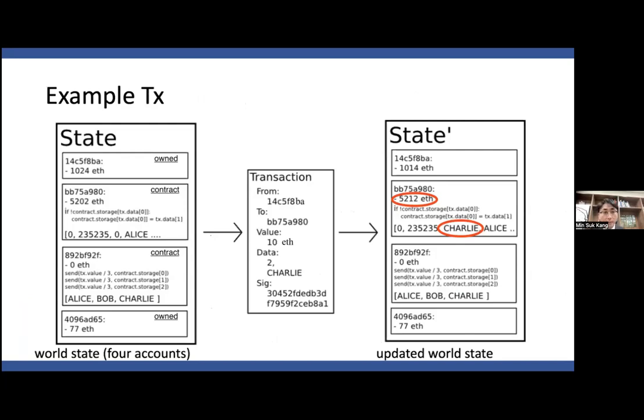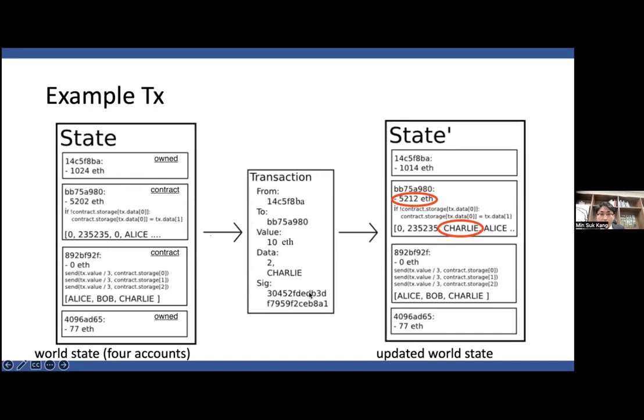So let's look at this example. On the left hand side, this is the world state before this transaction, and on the right hand side, this is the world state after the transaction. There are 4 accounts, and we are focusing on the top 2 accounts. The first one is the owned account, which means that this is someone's money, okay? And the second one is a contract.